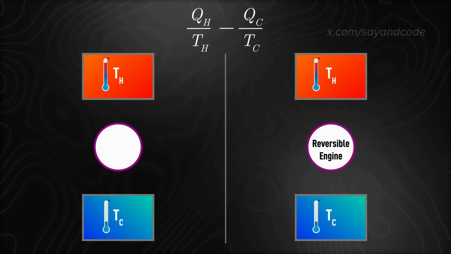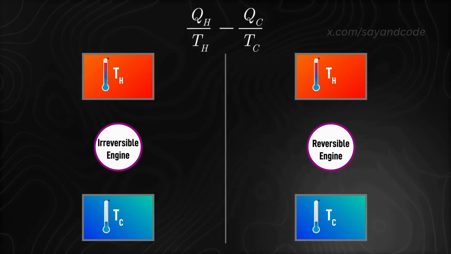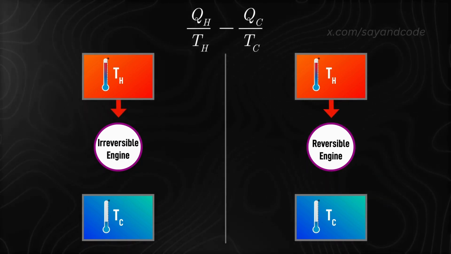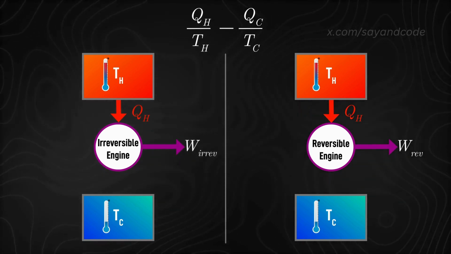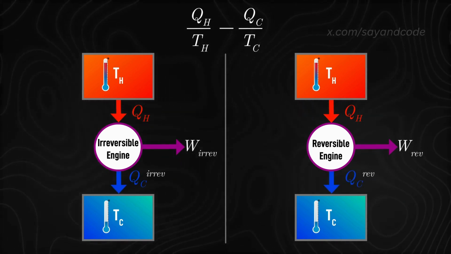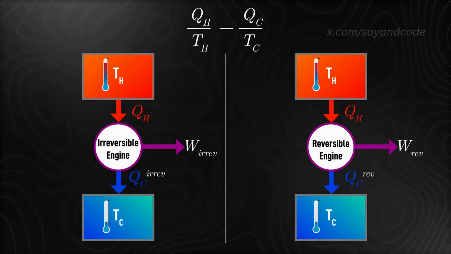There are two possible options here. Either the engine is ideal and reversible, or it is an irreversible engine. Both will have the same heat input, but are able to extract different amounts of work. Correspondingly, they reject different amounts of heat QC to the cold reservoir.